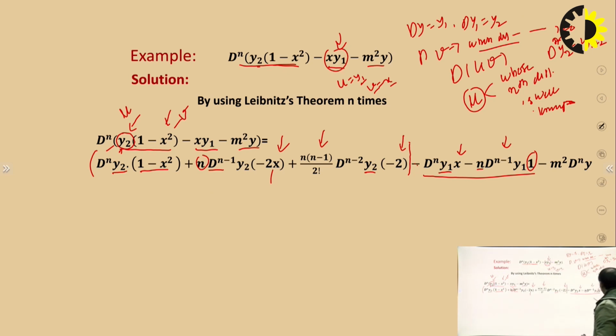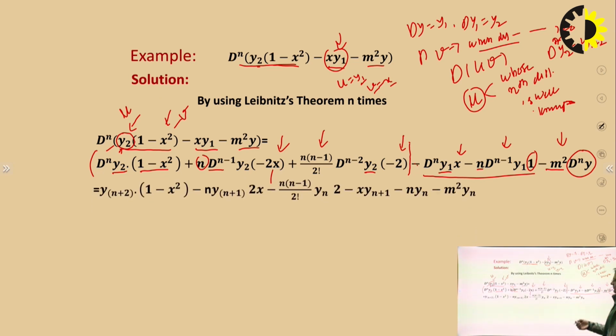Now, we have to differentiate m squared y, but as I have already informed you, m squared is a constant, so there is no need to apply the Leibniz theorem on m squared. So now we take the n time differentiation of y. So students, here is the detailed explanation of how we choose the variables, and then how to apply the Leibniz theorem on these variables.